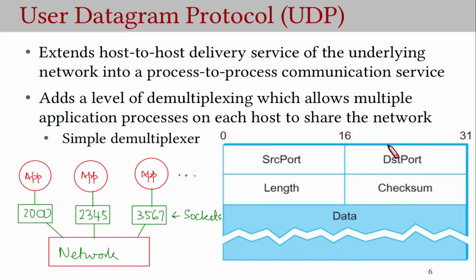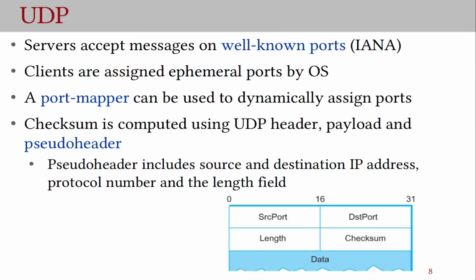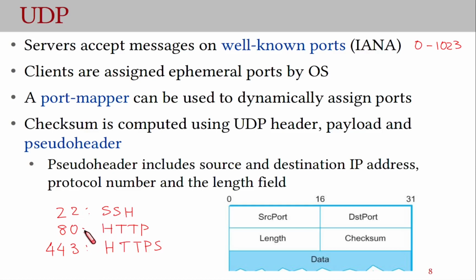You might be wondering, how does the sender know which source port and destination port to use? The commonly used approach is to have servers accept messages on what are called well-known ports. These are ports that range from 0 to 1023. And the list of these ports is maintained by IANA. For example, SSH server listens on port 22, HTTP on port 80, and HTTPS on port 443. So if a process is trying to send a message to, let's say, an HTTP server, then in the destination port, it's going to use number 80.